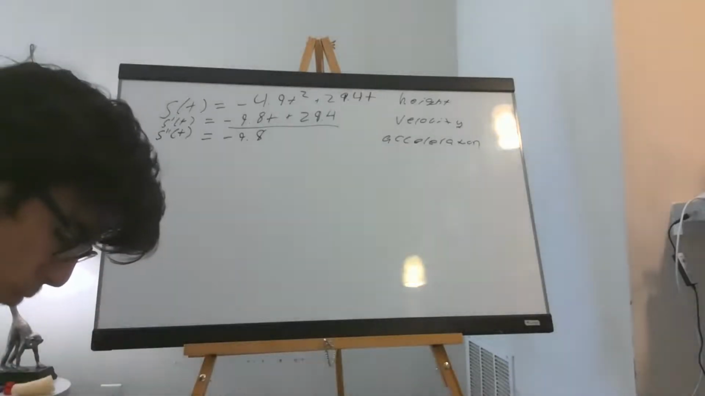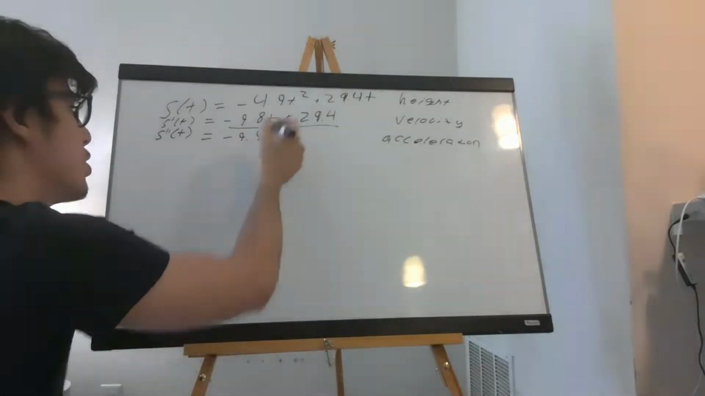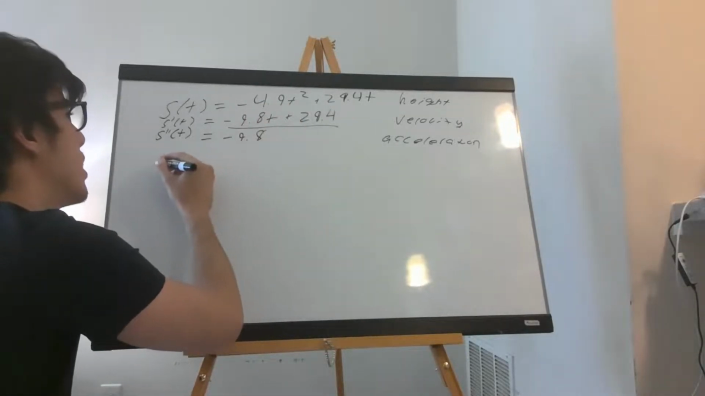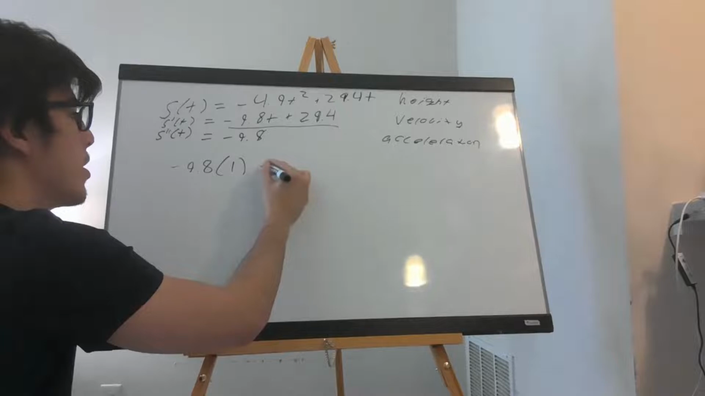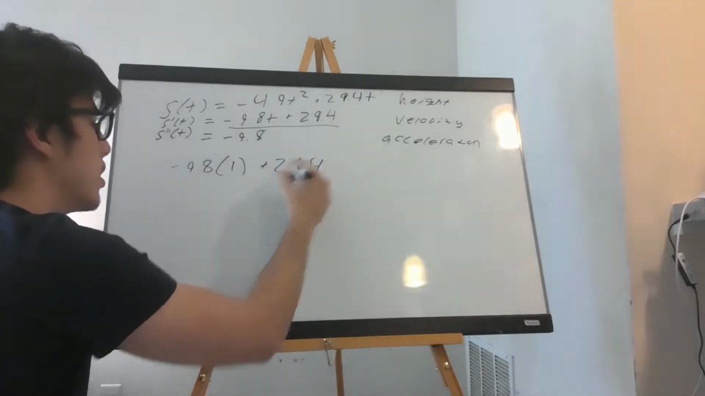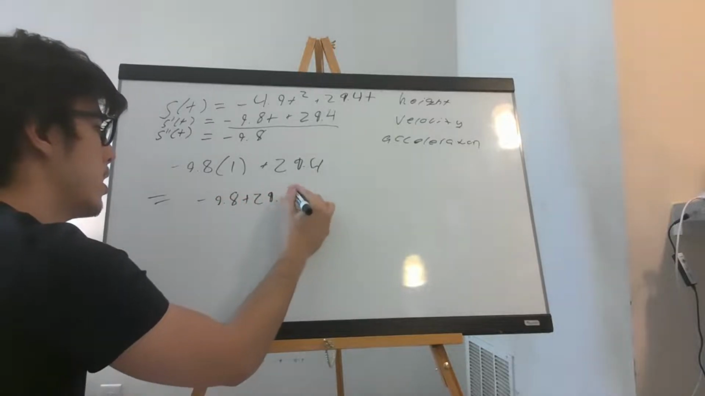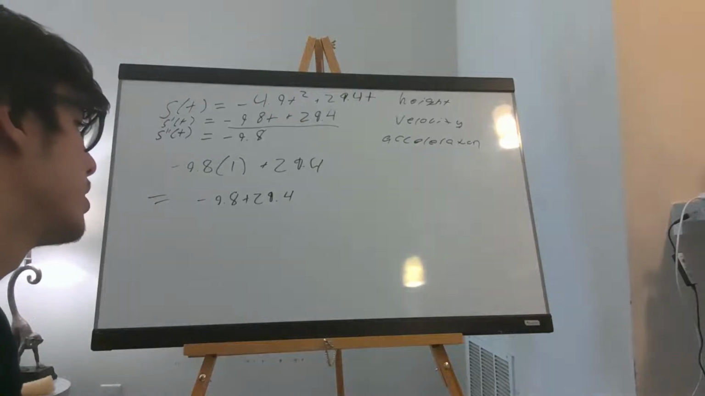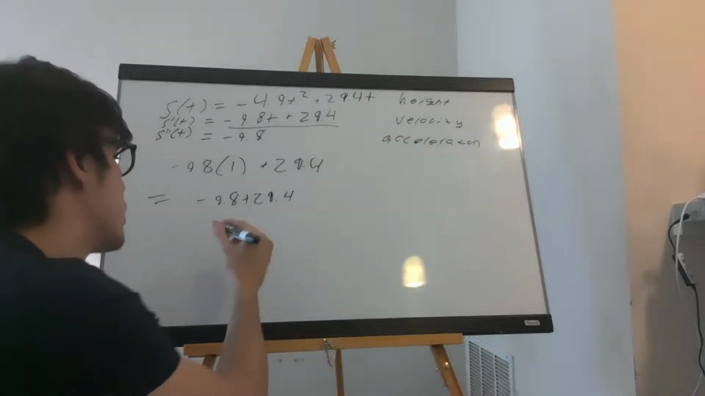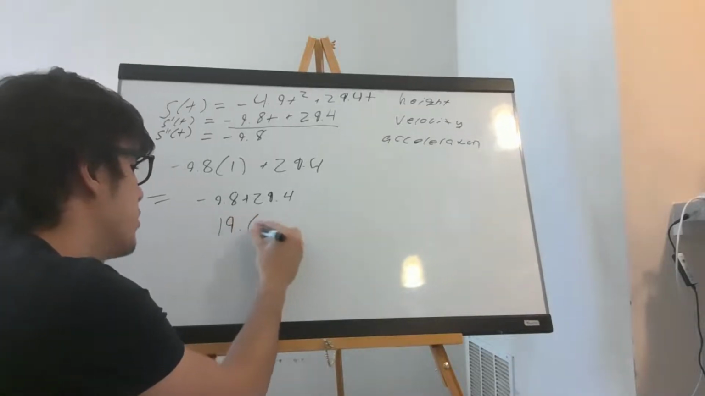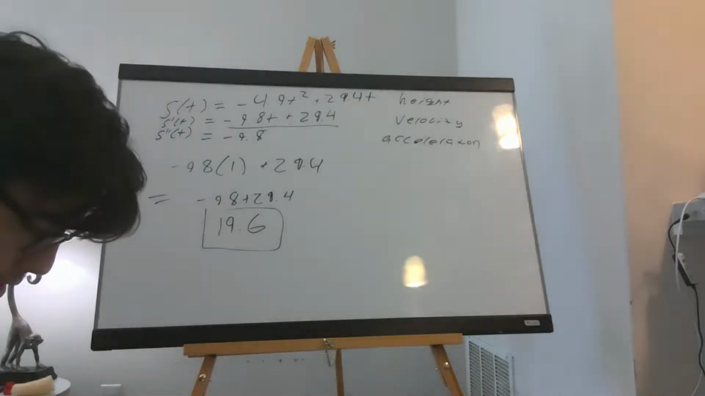So what we have here is actually a pretty nice situation, because we already have all of the math done for us, so now it's just kind of plug in and play. So velocity, negative 9.8 times 1, because they want to know what it is when t equals 1, equal to negative 9.8 plus 29.4. So let's see, 19.6. Someone double check me on that. This is our velocity at t equals 1.